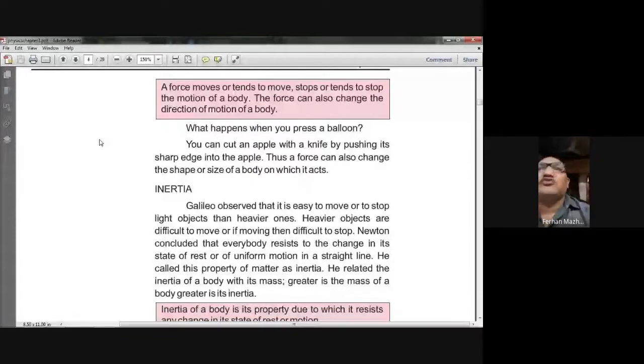Thus, we understand that force moves or tends to move, stops or tends to stop the motion of a body. The force can also change the direction of motion of a body. Okay, so that's the definition of the force.